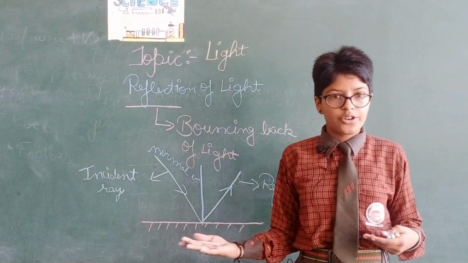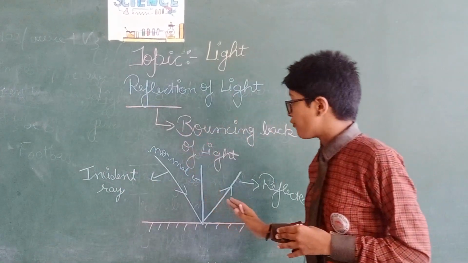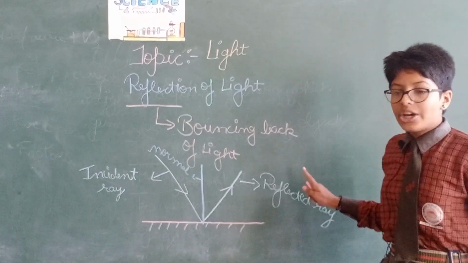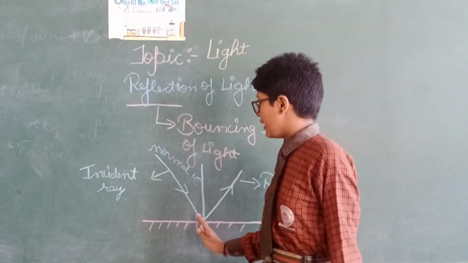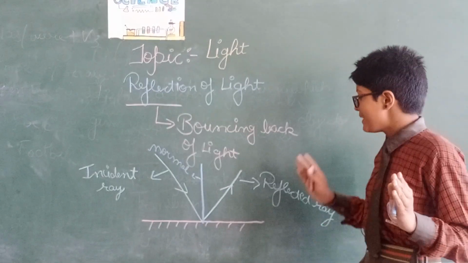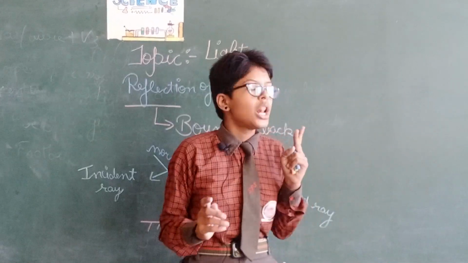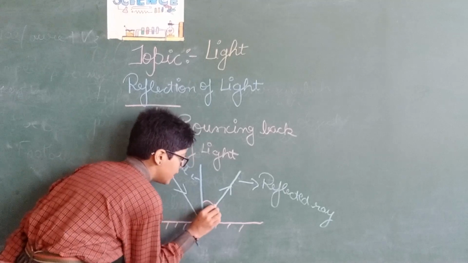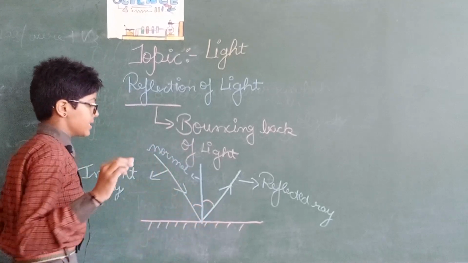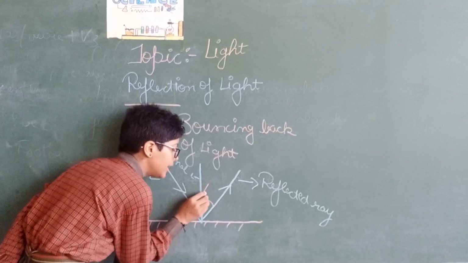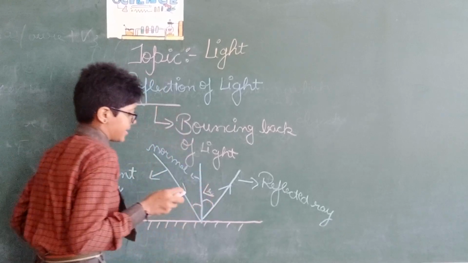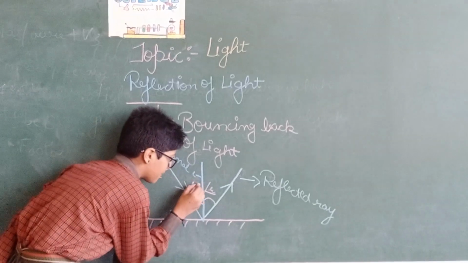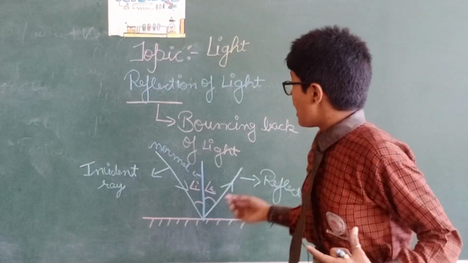What is the incident ray? The ray which came from the light source is known as the incident ray, and the ray which is reflected back is known as the reflected ray. And the normal is a line which divides the angle between the incident and reflected rays into two equal parts. And here two angles are formed. What are those two angles? One is this and the other one is this. This is known as the angle of reflection, represented as r, and this is known as the angle of incidence, represented as i. Now, this was about reflection.